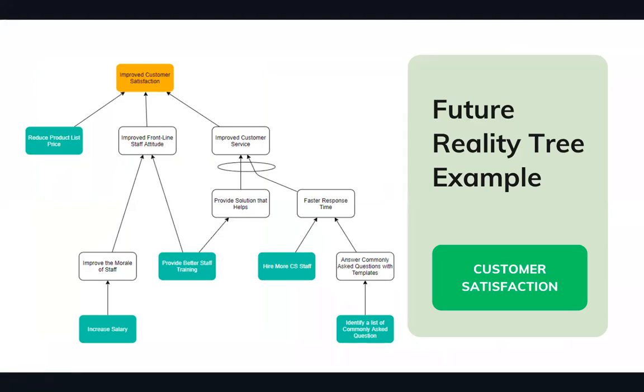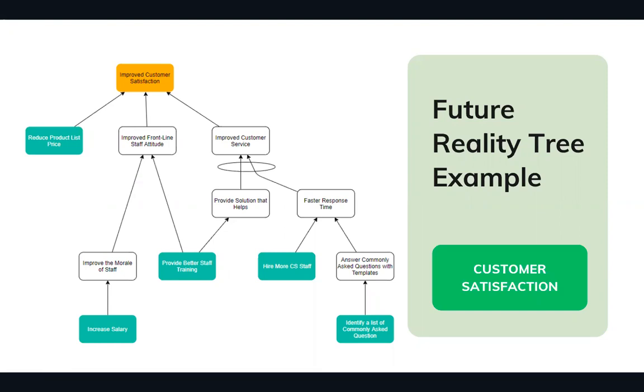So here is a concrete example of a future reality tree on the possible solutions for improving customer satisfaction. Starting from the injections, we see that reducing the product list price directly improves customer satisfaction without any intermediate effects. Increasing salary would improve the morale of their staff and improve the attitude of their frontline staff, thus reaching the desired effect, which is improved customer satisfaction. Providing better staff training would also improve frontline staff attitude and help employees provide a solution that will help the customers. This will then increase customer service and reach the desired effect.